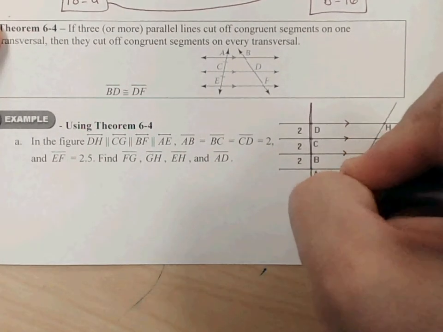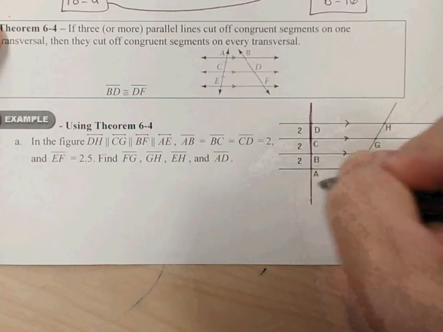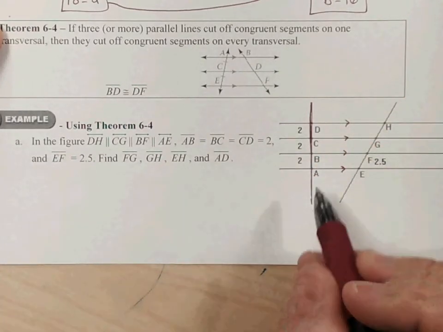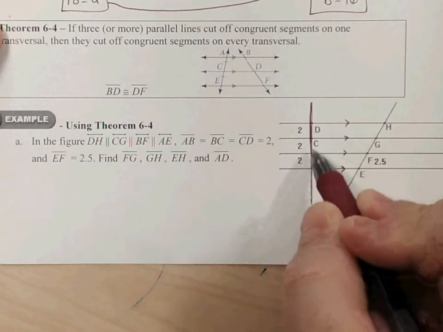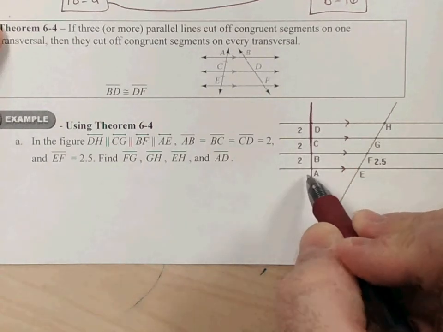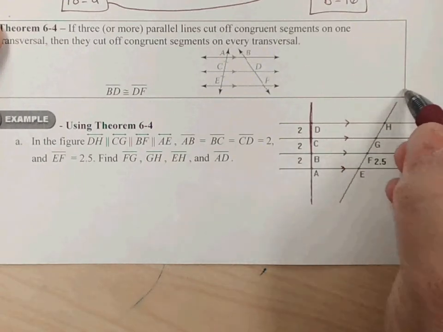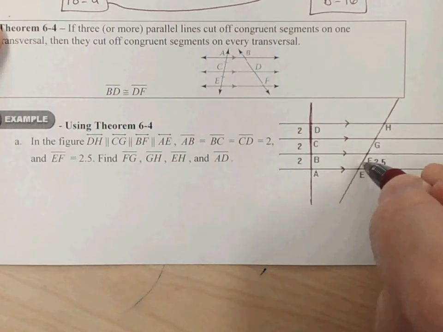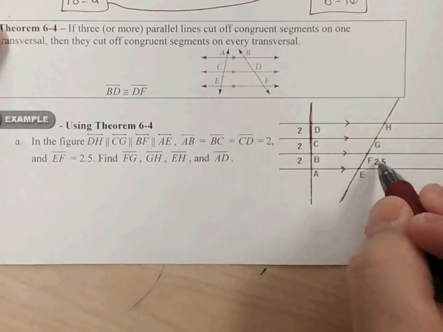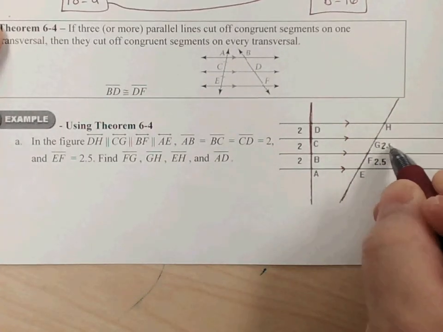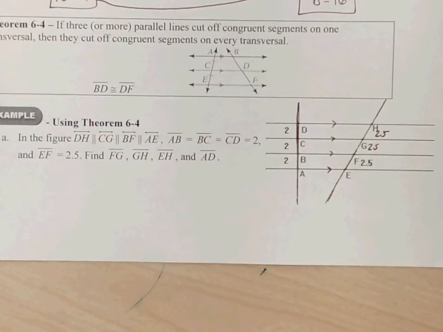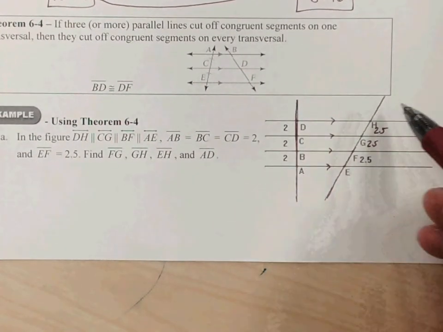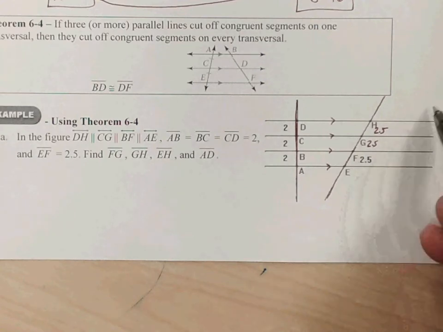This transversal cuts equal segments of 2 units, 2 units, 2 units going down here. That means if you draw another transversal somewhere else, if this is 2.5, this is going to be 2.5, that will also be 2.5. And if you drew another one and they were a different segment length, then all of those segments would be congruent.